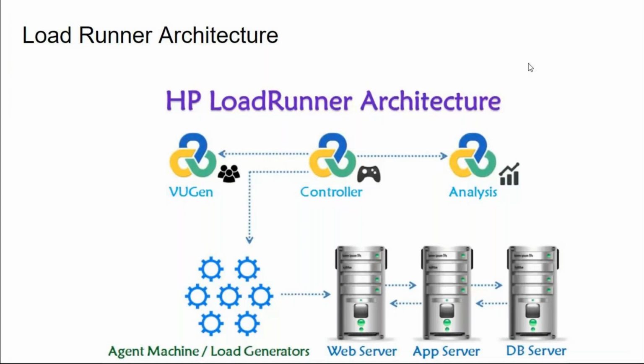Okay, the next section is the LoadRunner architecture. What are the components we have in LoadRunner architecture? We have Vugen, which is Virtual User Generator. The short form is Vugen. Then is controller, next is analysis, and then is load generator. I'll explain them one by one.